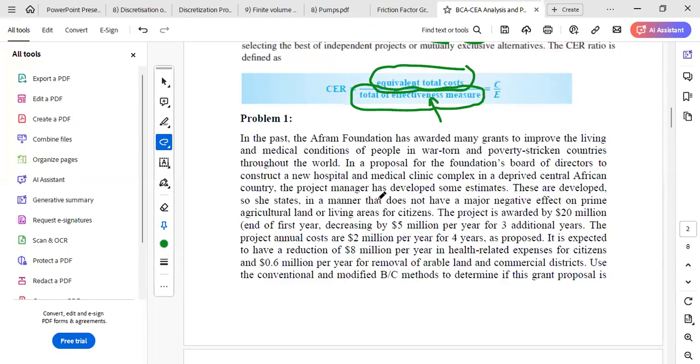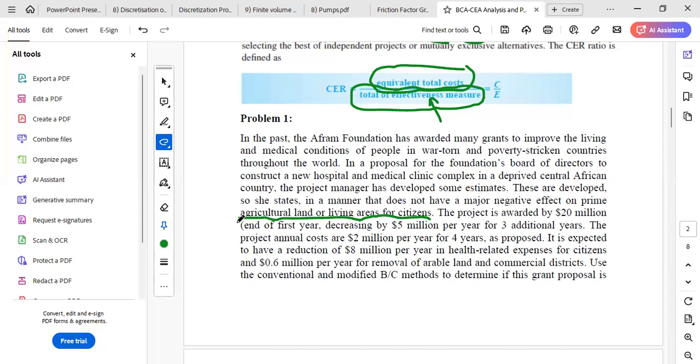So we just have to calculate the ratio of benefit to cost. Now, what are benefits and costs? We'll see in the coming paragraph. These are developed, she states, in a manner that does not have a major negative effect on prime agriculture land or living areas for citizens. As we mentioned, for example, to construct this hospital, you need to select a certain location, and maybe because of the land used, you will take a certain part of the land, and then this will affect agriculture in a bad way. So you need to consider this as a disbenefit.